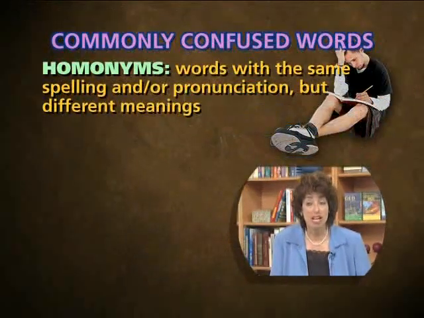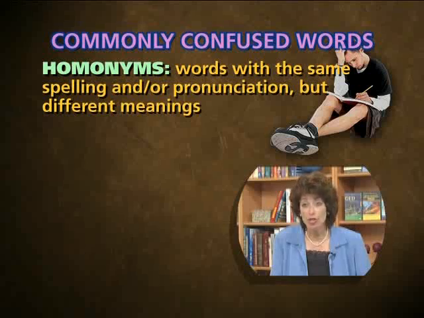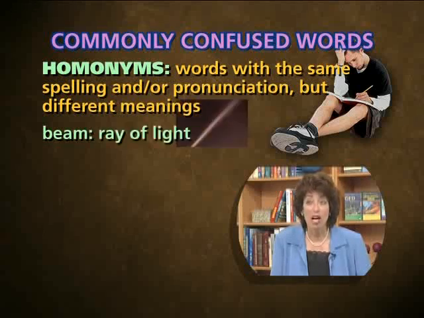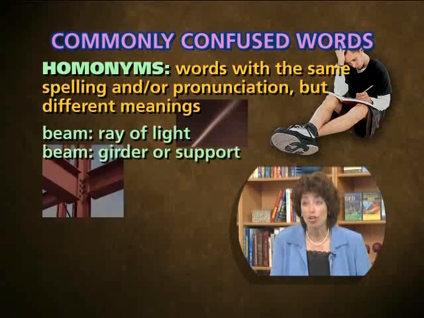Homonyms are words with the same spelling and or pronunciation, but completely different meanings. So beam has different meanings depending on how it's used. A beam can be a ray of light. A beam can be a girder or support.